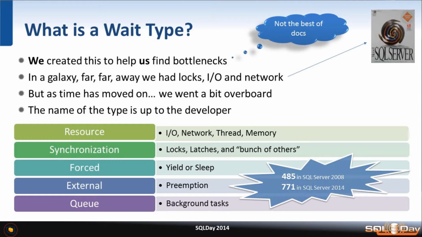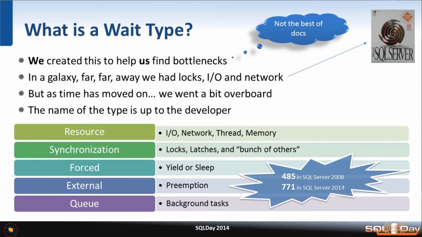And as we did these wait types, a lot of times it was for our own internal purposes. And so we didn't do a really good job of sitting down and documenting every single wait type that we put into the code. And the name of the wait type is really up to the developer in some cases, which you probably can see as you look at some of these. And in fact, if you look down here in the right-hand corner, in SQL Server 2008, there were 485 of these wait types, now exploded to over 700 in 2014.